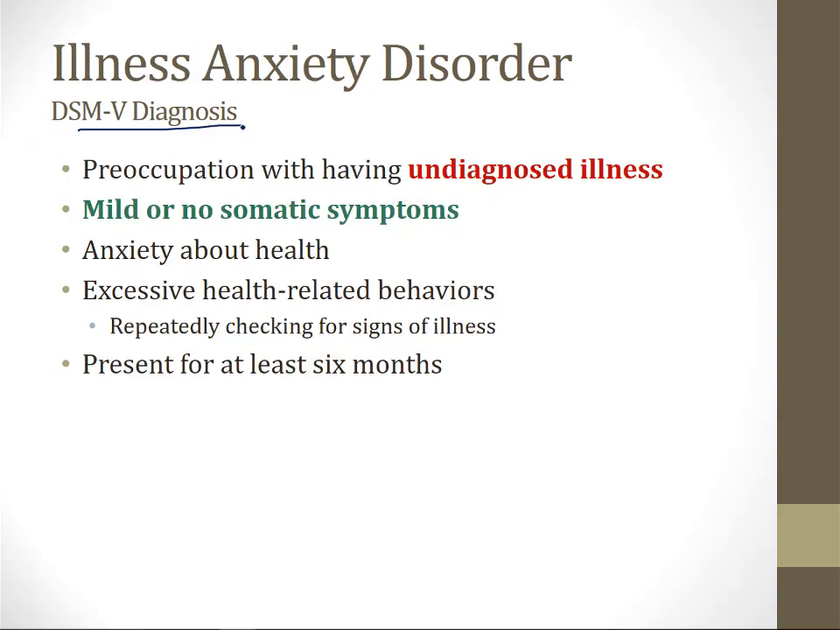Another DSM-5 diagnosis is illness anxiety disorder. This is a little bit different. This is where a patient has a preoccupation with having an undiagnosed illness, but they may have mild or no somatic symptoms. So this is the type of patient who is always worried that they have a cancer inside of them or that they're going to have a heart attack, but in fact all the workup has shown that they are fine and otherwise healthy.